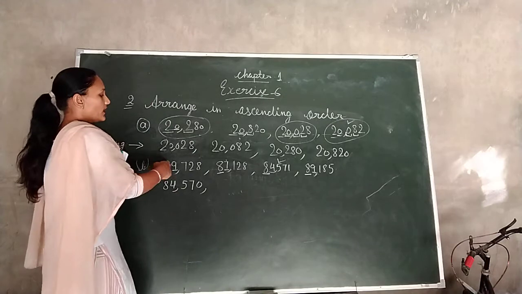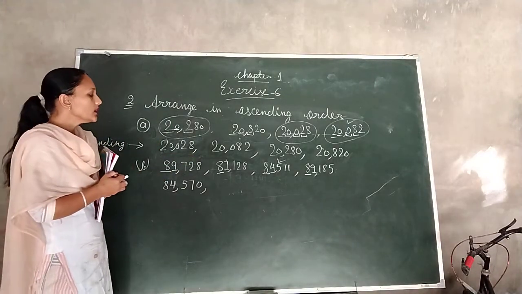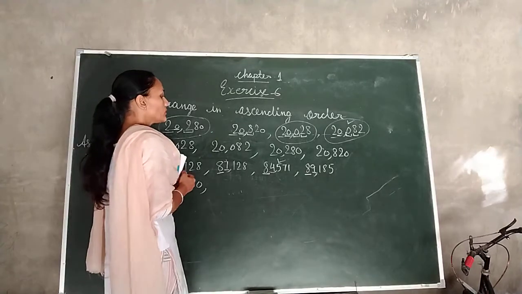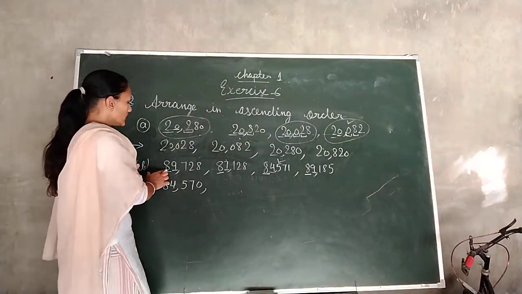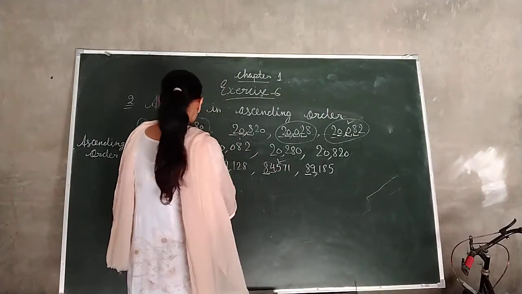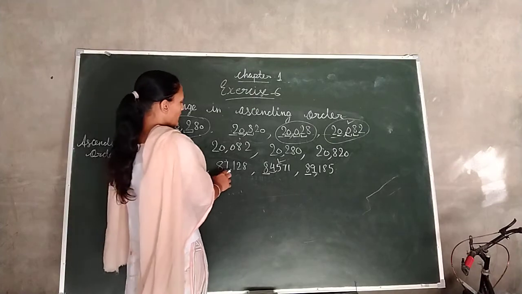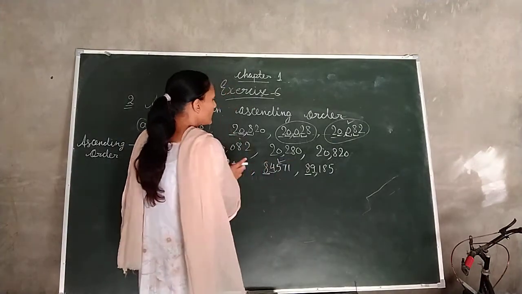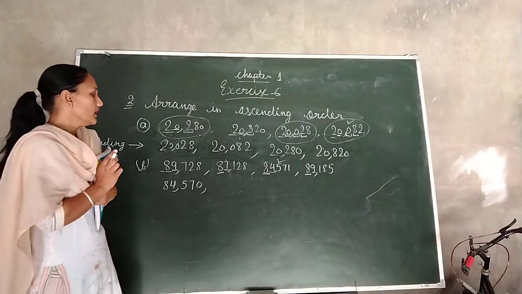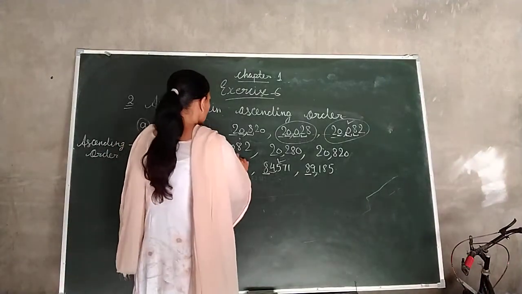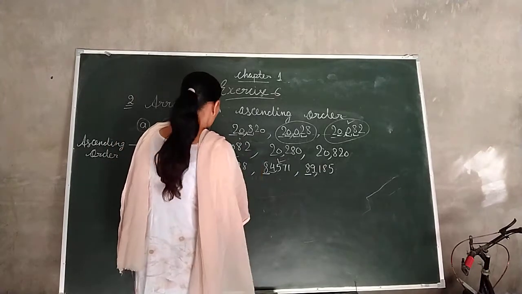84,571. Now we have three numbers and we have to find the smallest among these three numbers. So first of all we will compare the digits in 10,000 place. All are same. Next we will compare the digit in 1000 place. Here we have 9, here we have 7 and here we have 9. So 7 is less than 9. It means this number is smallest among these three numbers.